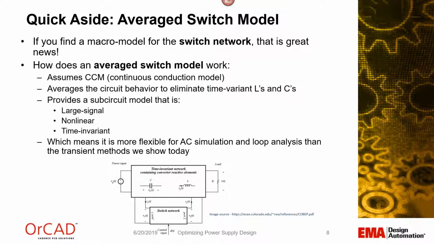and loop analysis. So without diving too much into the math, you can see on the bottom here what a switch network or average switch model does for you is it separates the time invariant components from the time variant components, meaning the inductors and the capacitors. So then you can essentially treat your switching network as a large signal, nonlinear, and time invariant model.